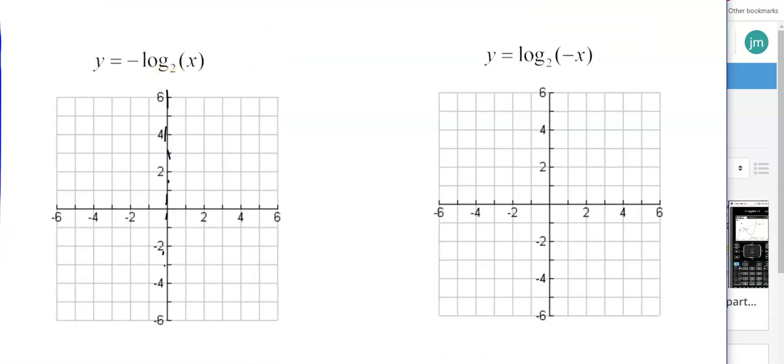Asymptote, x equals 0. Got a point here at 1, 0, behavior something like that, roughly. Okay, and so what the negative does, this is kind of a weird one, but it's going to reflect over the x-axis, right? So all these points, like this point that was at kind of 2, 1 is now at 2, -1. It was at 4, 2, now it's at 4, -2. So the graph is approaching the asymptote this way.